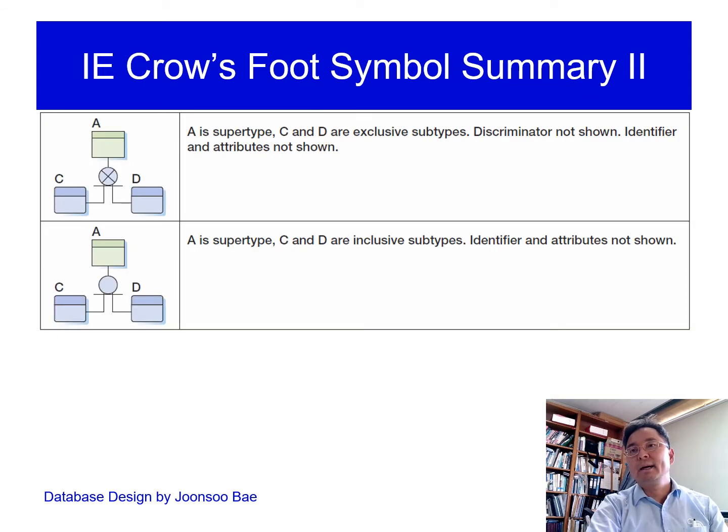Okay. And also there may be some supertype and subtype. A is a supertype, C and D are exclusive subtypes. Exclusive subtype means this X. And the last one is A is still a supertype, but C and D are inclusive subtypes. Okay. Yes, it's a summary of all symbols in information engineering ER diagram symbols.